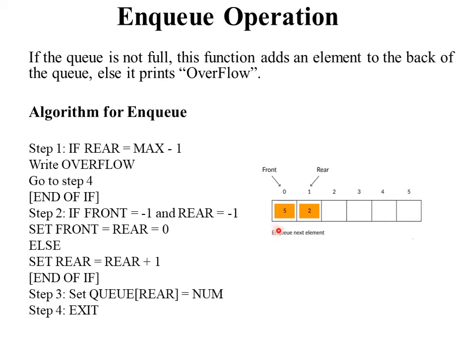See here in this figure, if queue is empty, then we add new element in 0th position. And if elements are already present, so here 5 and 2 are already present. If we want to enter a new element, then this new element enters in the second position. So here first rear is incremented by 1, means rear is equal to rear plus 1, means here rear is 1, so 1 plus 1 is 2, so now rear is 2, and then we insert a new element in second position.